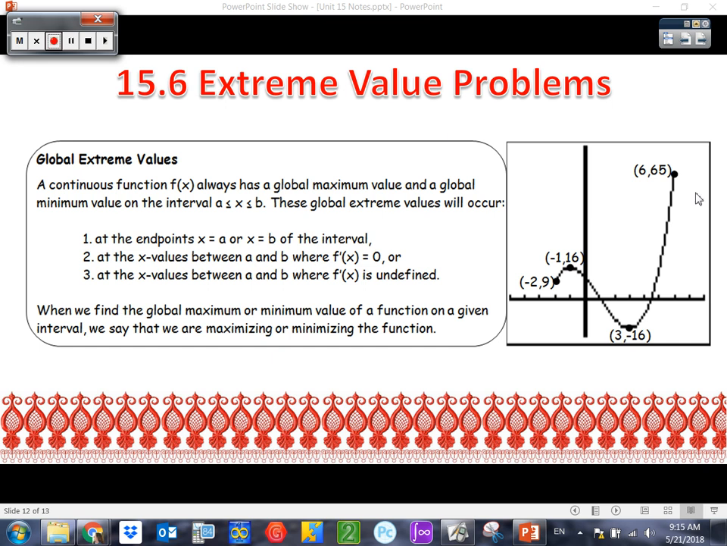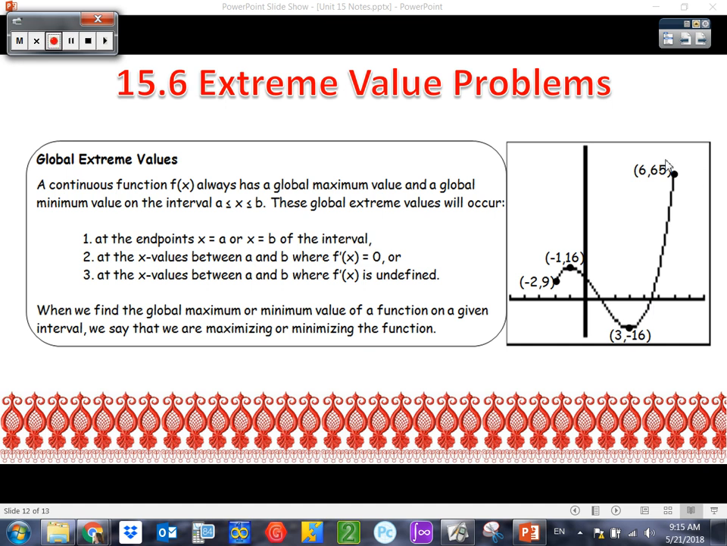And so let's just look at this function, for instance. This function is on a closed interval. Okay, this closed interval. Our absolute maximum value is 65. That happens to be on an endpoint, but it is the absolute maximum value. It's the very largest that that function gets. And our absolute minimum value would be -16. This does occur where the first derivative is 0.